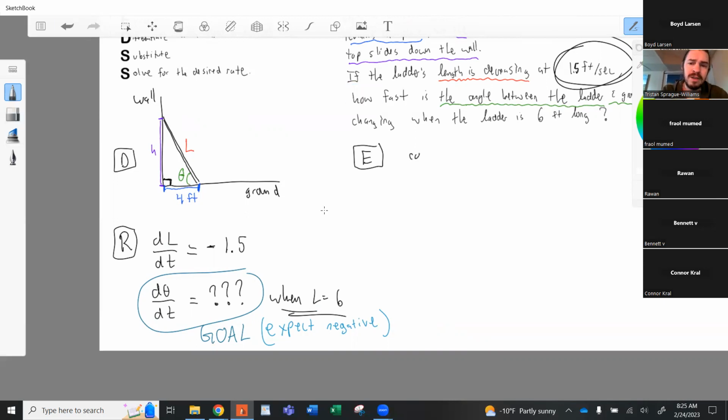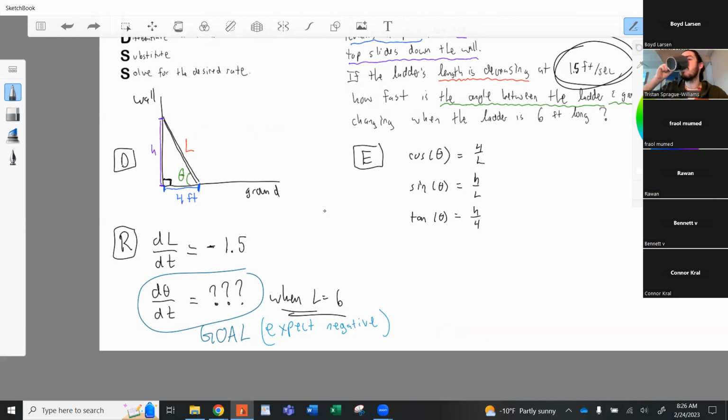So let's write down a few candidates. Cosine of theta is adjacent over hypotenuse. That's 4 over L. Sine of theta is opposite over hypotenuse. That would be h over L. And tangent of theta is opposite over adjacent. So that would be h over 4. All right, so of these 3 candidates, can we rule any of them out? Or which ones would we prefer to use?